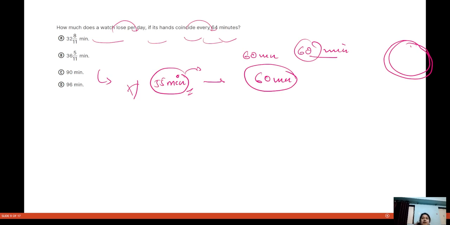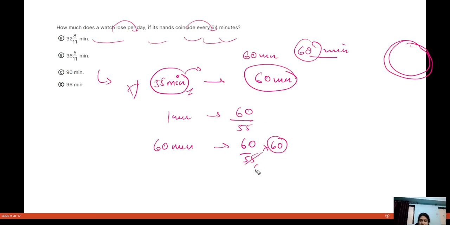So see, 55 minutes is taken to cover 60 kilometers. So in 1 minute it should take how much? 60 divided by 55. So in 60 minutes it should take how much? 60 divided by 55 into 60. So this should have been the actual time, but what is the loss in time actually? 64 minutes. So this should have been the ideal condition. What is the loss in time actually?